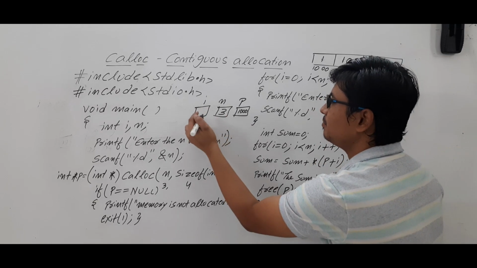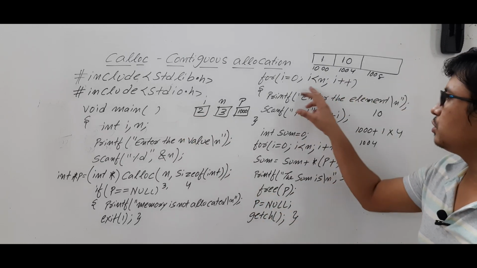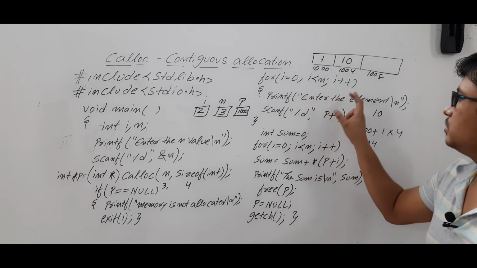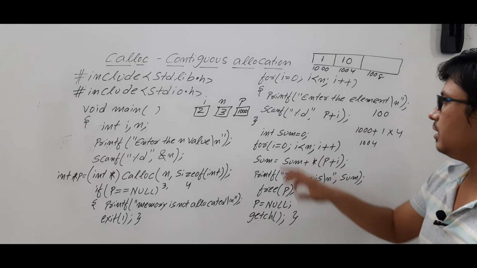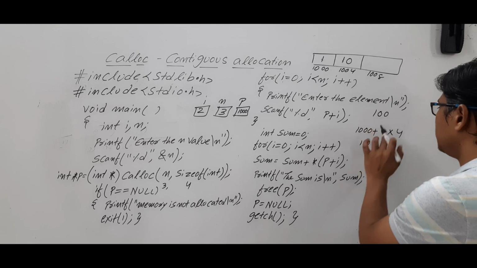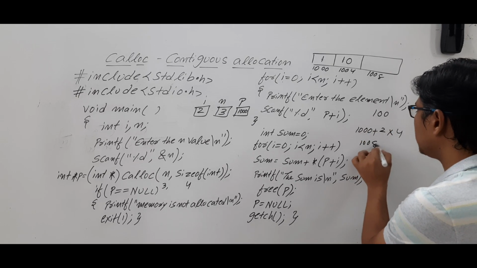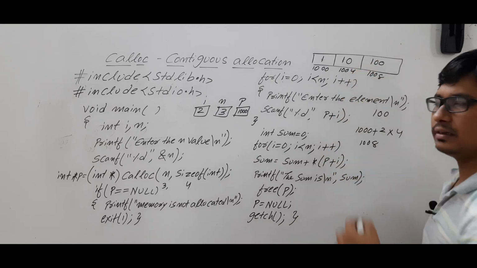Now i value will become 2. Now again you will check the condition. 2 less than 3. Yes, still the condition is true. Again you will ask the user to enter the element. Let's take that the user has entered 100. Now scanf of p plus i. Now what is the i value? 2. So 1000 plus 2 into 4 will be 1008. In the 1008 memory location, you are storing the element as 100.